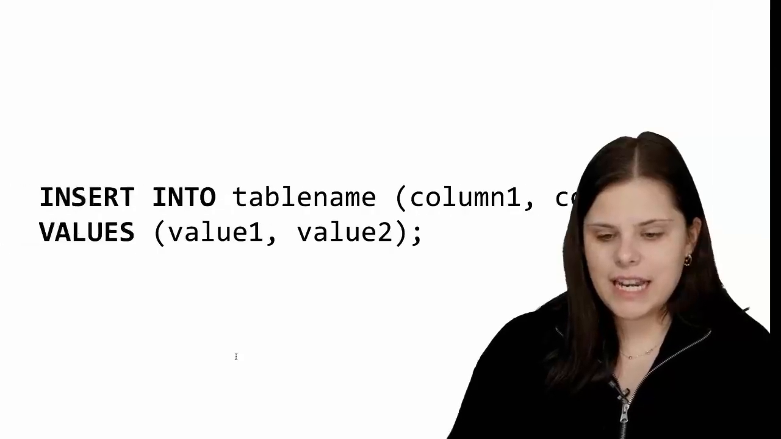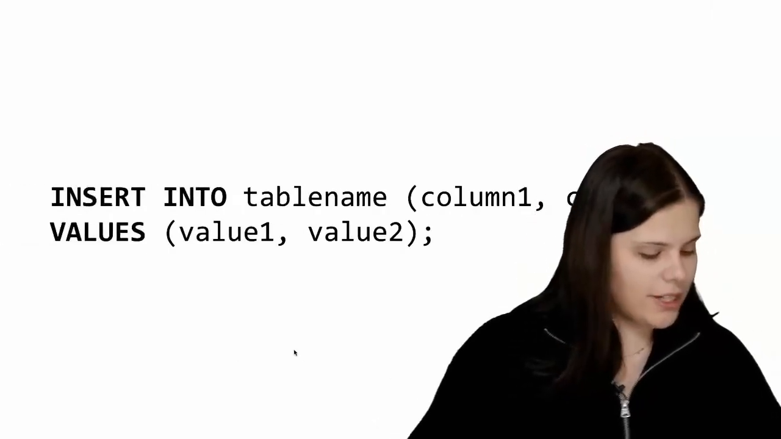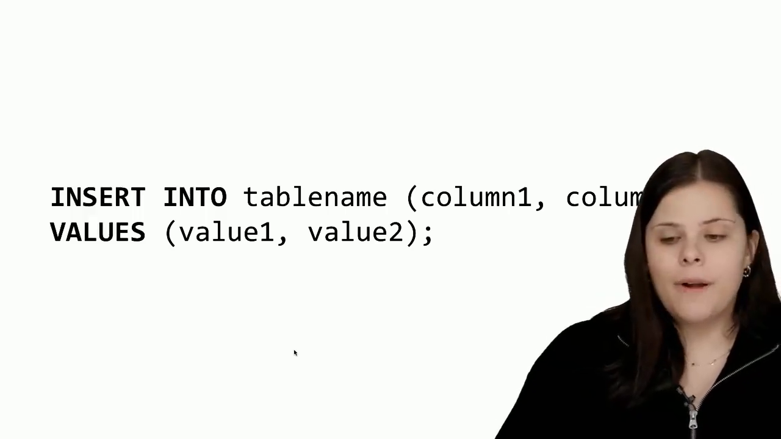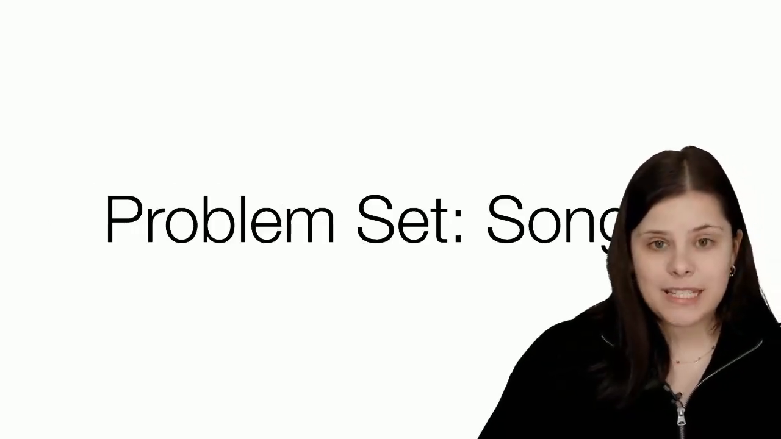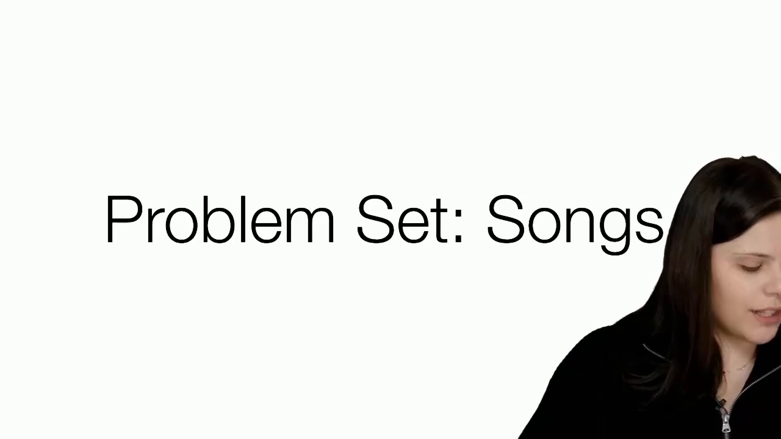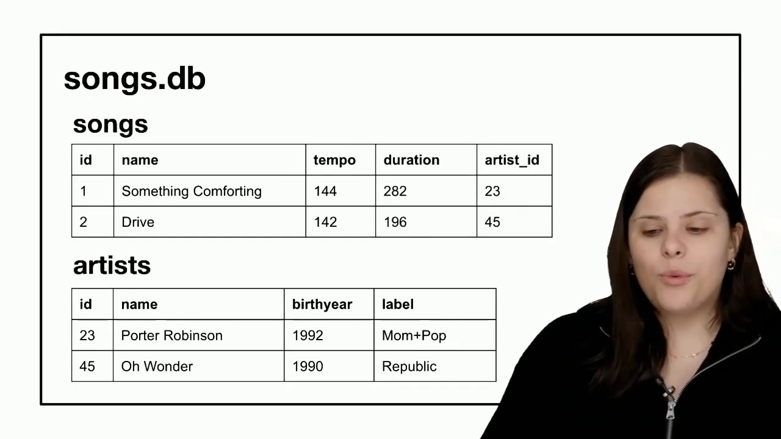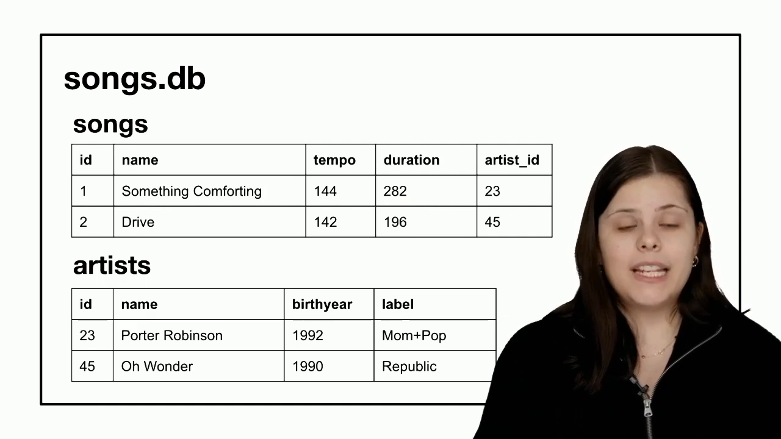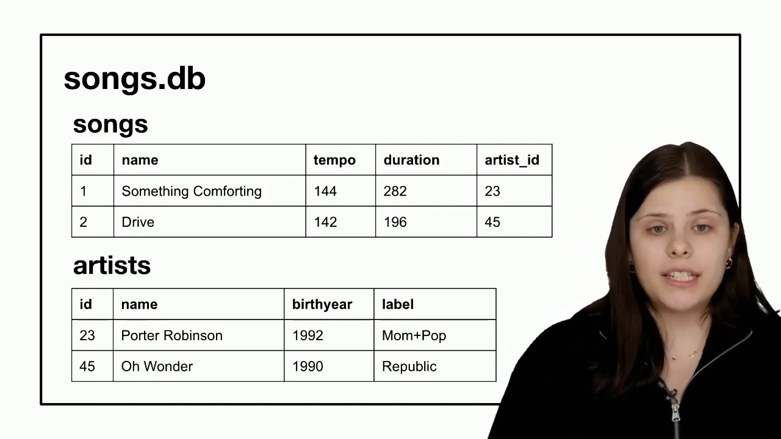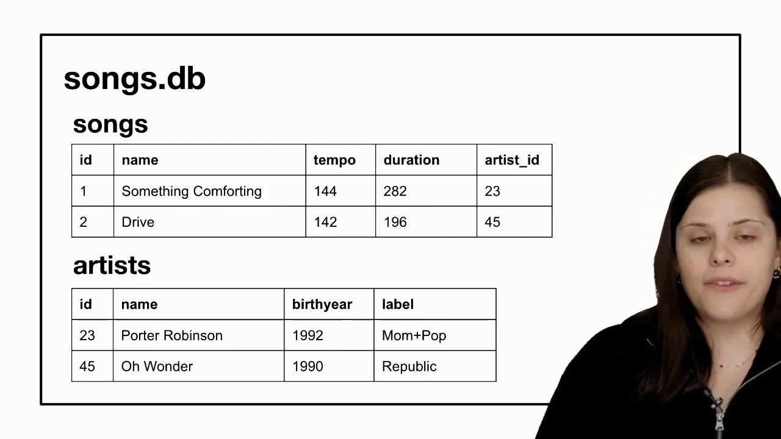All right, seeing none, so let's keep going, and we're going to jump right into the first problem set this week called songs, and we'll get really a lot of practice with it. So the way that this database looks like, we have songs.db, and in it we have 2 tables.